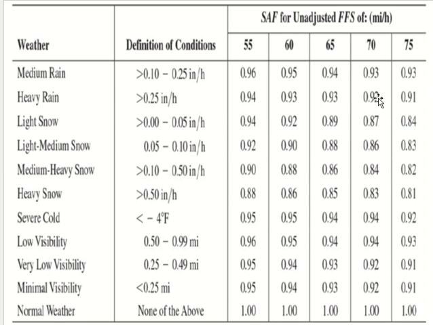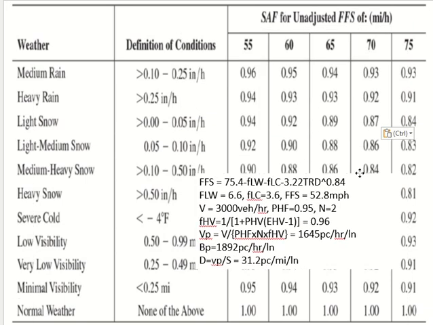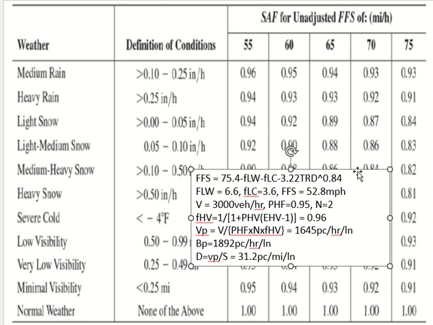It's written in the slides. I'm just trying to avoid changing the slide again. Medium rain. Okay, the top row, the first row. Okay, and then I need the unadjusted value of the free flow speed. My free flow speed was, how much is this? 52.8. Do I see 52.8 in the table? I don't see it.